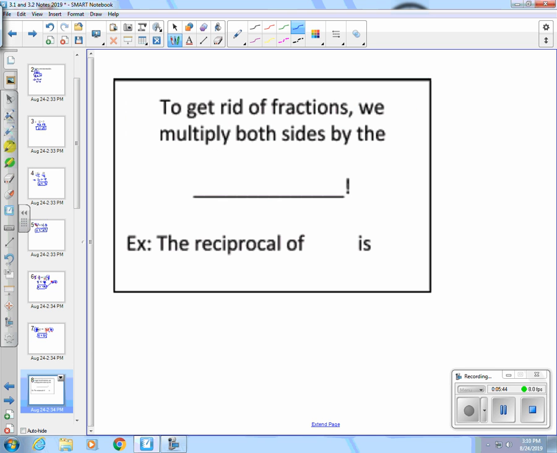To get rid of fractions, we multiply both sides by the reciprocal. The reciprocal of 2/5 is 5/2. Just turn the fraction upside down.